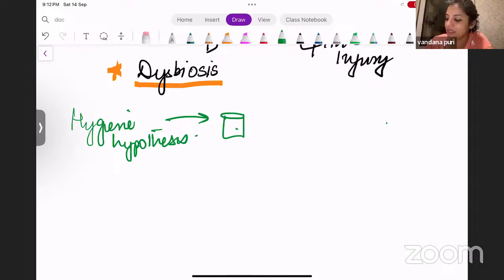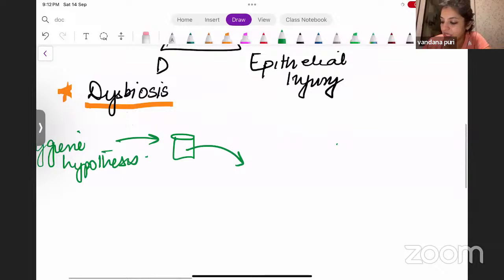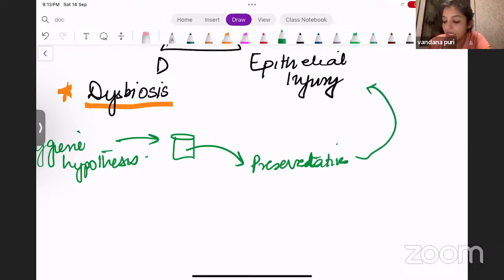What is going to happen is you're giving a very hygienic food to your intestine. So there are no bacteria now. What happens because of this? One, there are preservatives in these canned foods. These preservatives themselves can cause epithelial injury. That can happen. The second thing is that there are no bacteria, and no bacteria means nothing. So your intestine doesn't have any work to do.